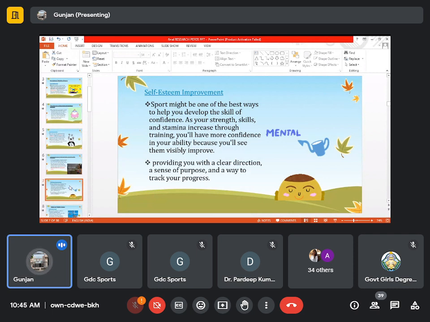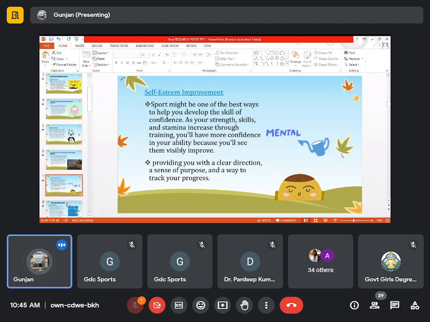It also improves self-esteem. Sports might be one of the best ways to help you develop the skill of confidence. As your strength, skill, and stamina increase through training, you will have more confidence in your ability because you will see them visibly improve, providing you with a clear direction, a sense of purpose, and a way to track your progress.